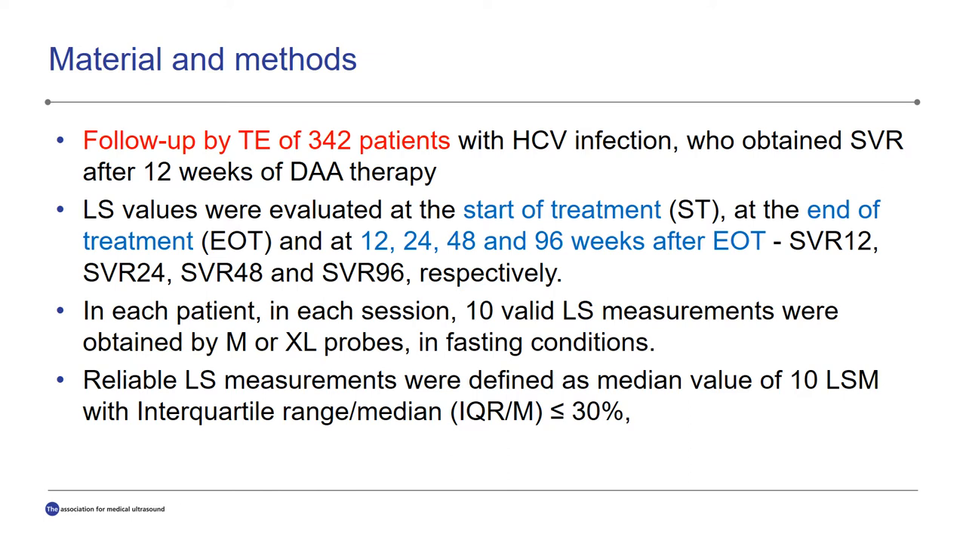Which are the criteria that we use? We must have 10 valid liver stiffness measurements with the M or XL probe. The choice of probe is given by the machine, and all the patients were in fasting condition for all the evaluations, as not fasting increases the stiffness of the liver. And a reliable liver stiffness measurement was defined as the mean value of 10 measurements with an interquartile range over median below 30 percent as a parameter.